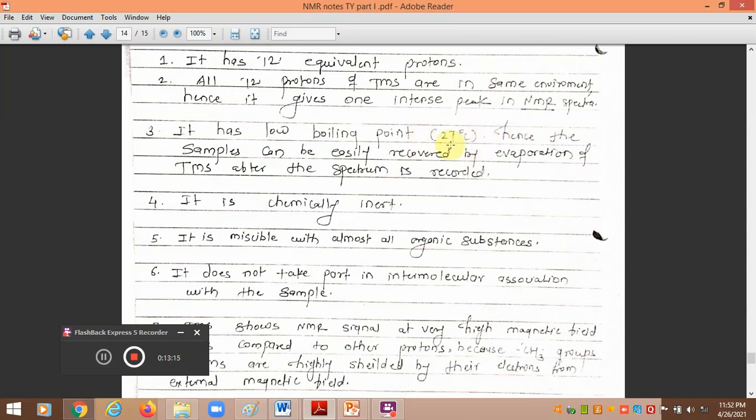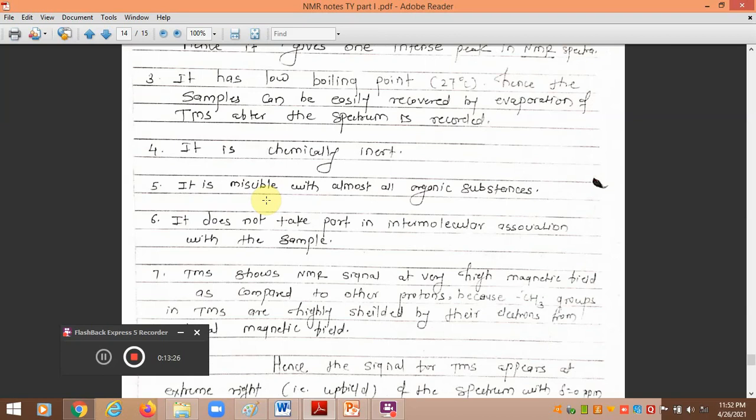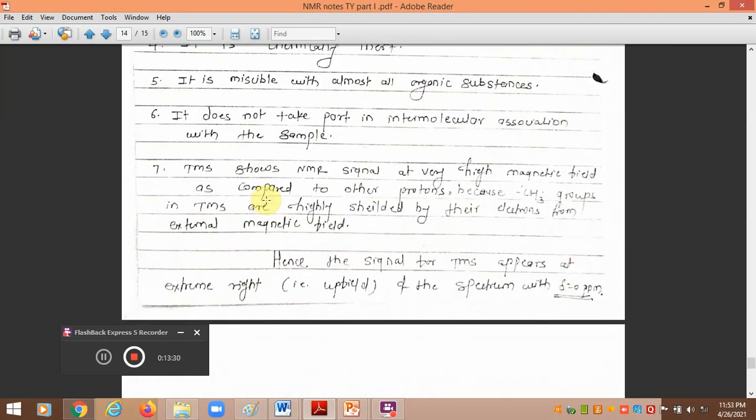Again, it is non-reactive, meaning it is chemically inert towards other substances. Again, it is miscible with almost all organic substances. That's why it's very easy to prepare the sample, and it does not take part in intermolecular association with the other molecules of the sample.